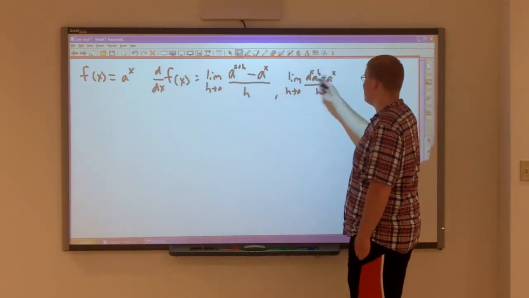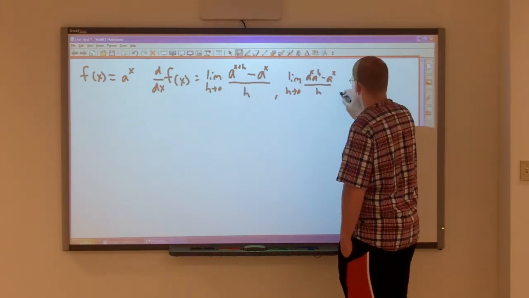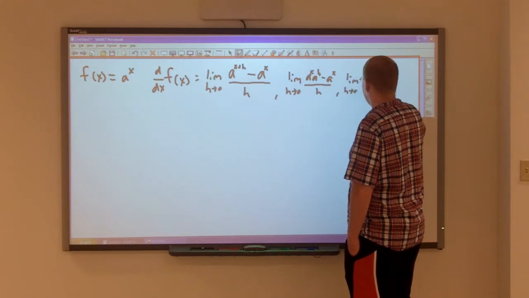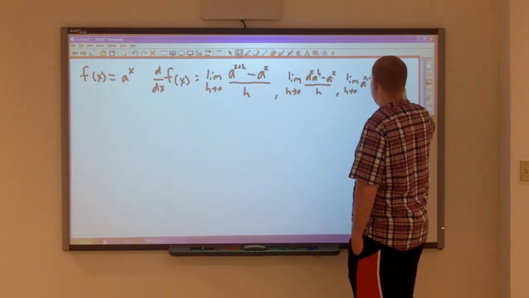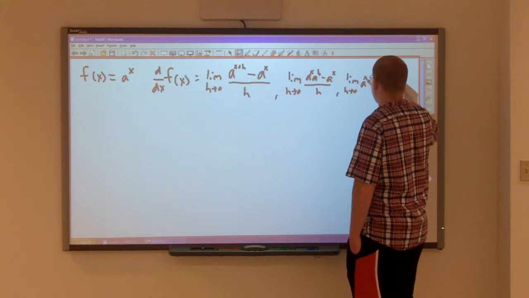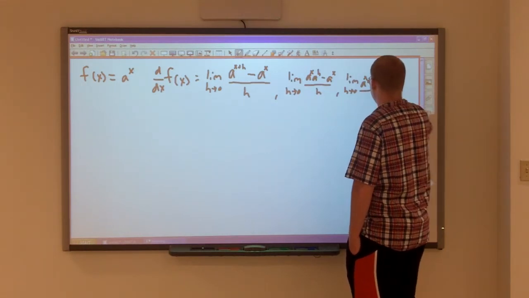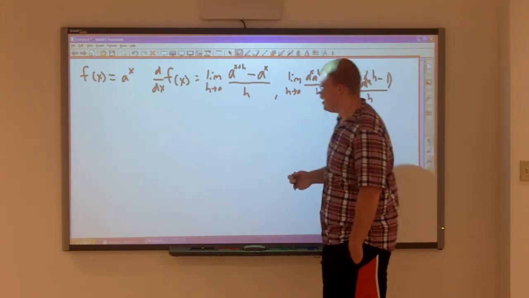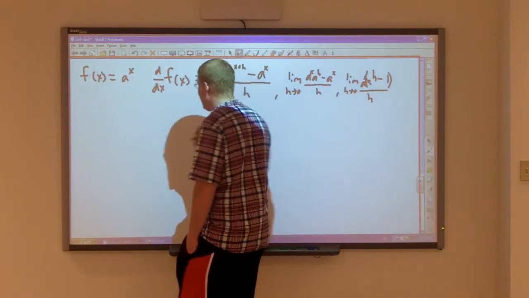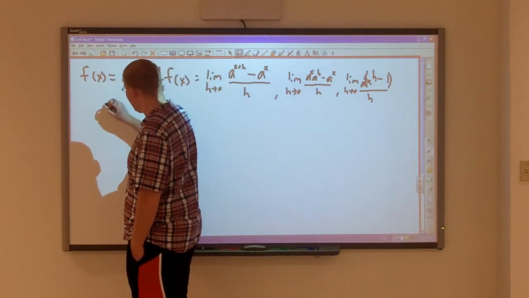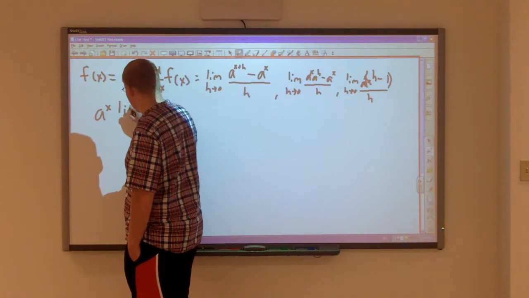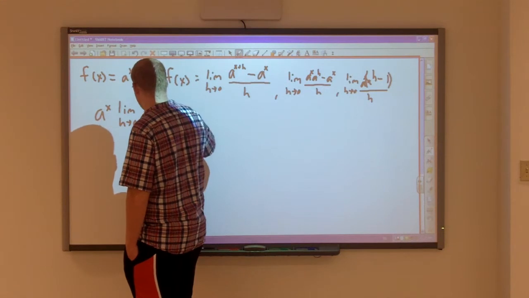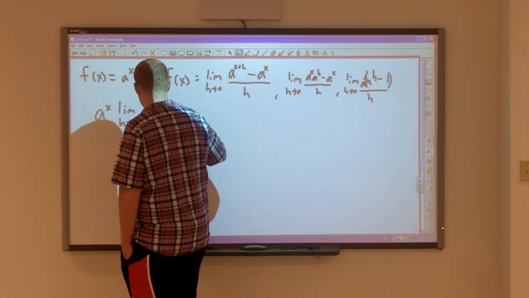Now, since we have an a to the x in both terms in the top, we can pull that out. So we get the limit as h goes to 0 of a to the x times a to the h minus 1 over h. So I'm going to pull that a to the x out because it's simply a constant and it's not dependent on h. So we get a to the x times the limit as h goes to 0 of a to the h minus 1 over h.